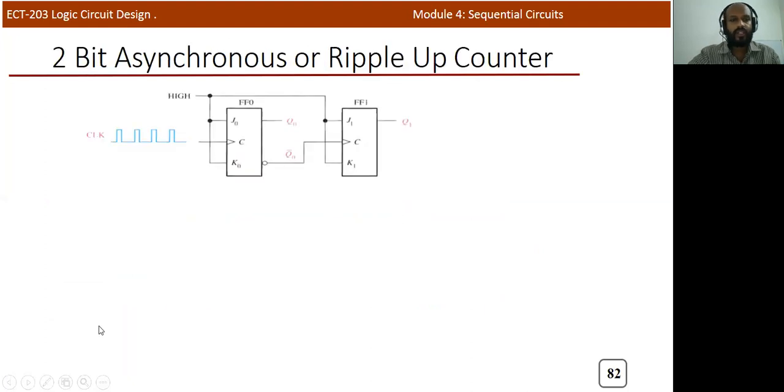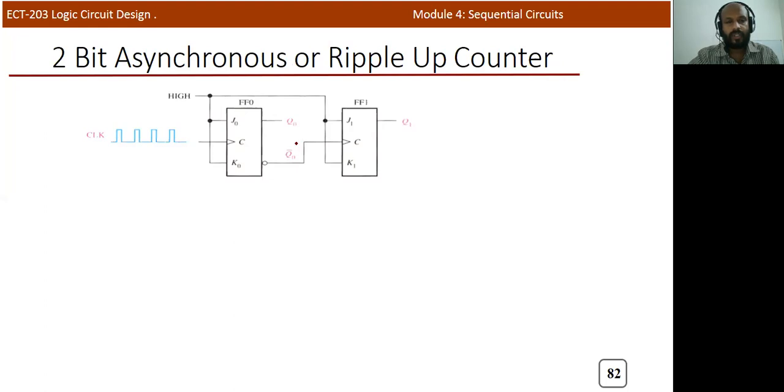Now we'll discuss the first one, the 2-bit asynchronous counter. This counter is also known as a ripple counter. So asynchronous counters are also known as ripple counters. So if they ask for a 2-bit ripple counter, it means you should design an asynchronous counter.